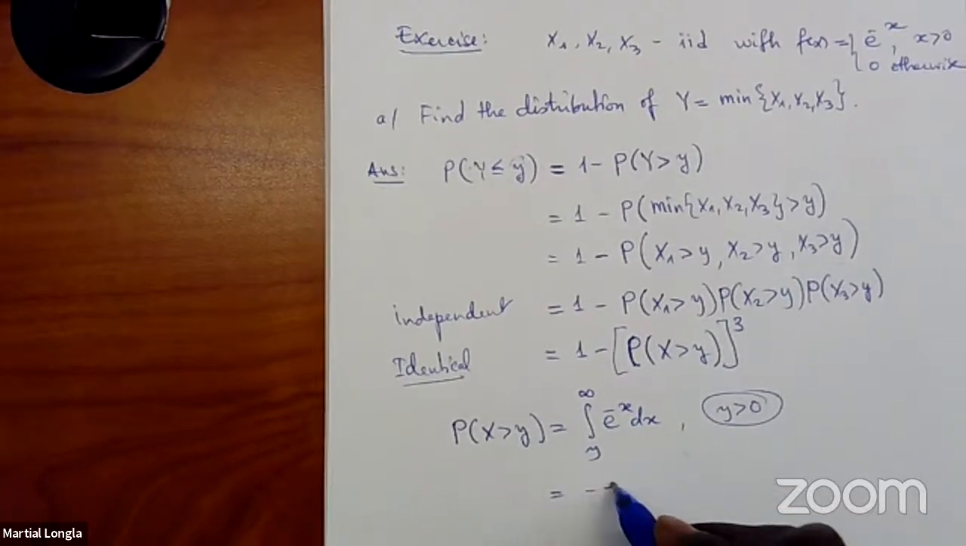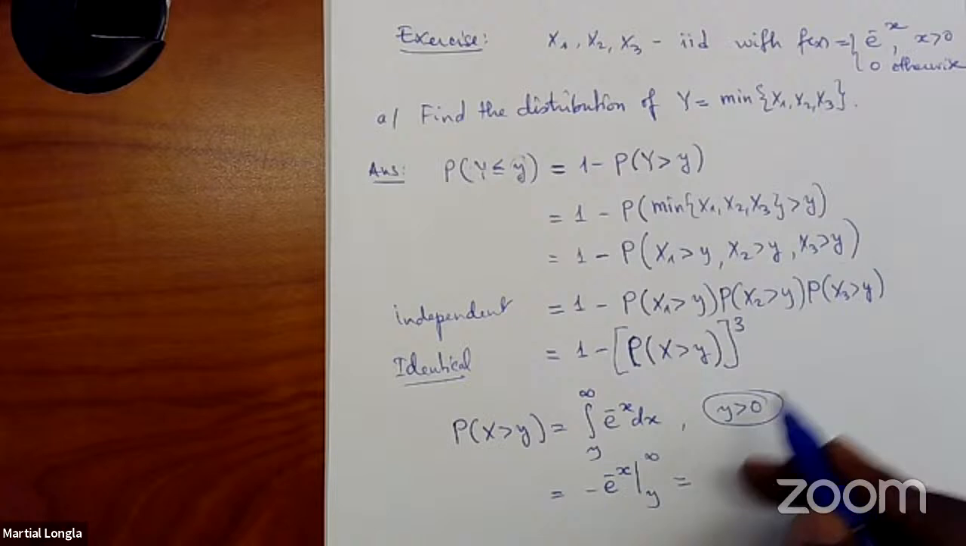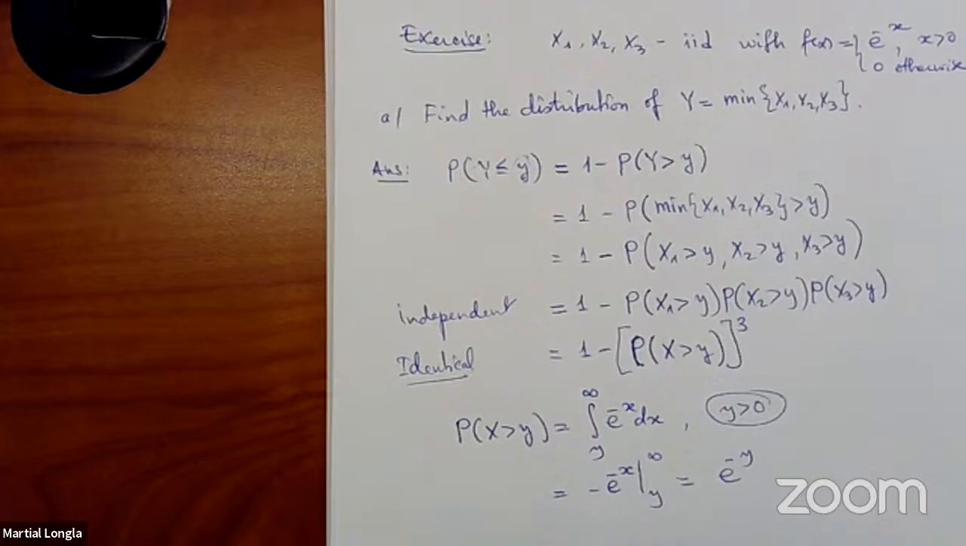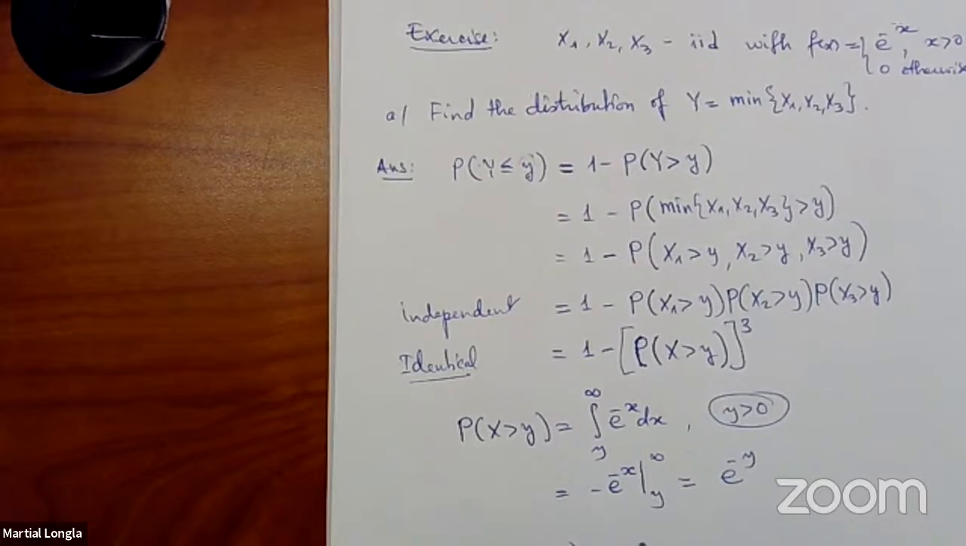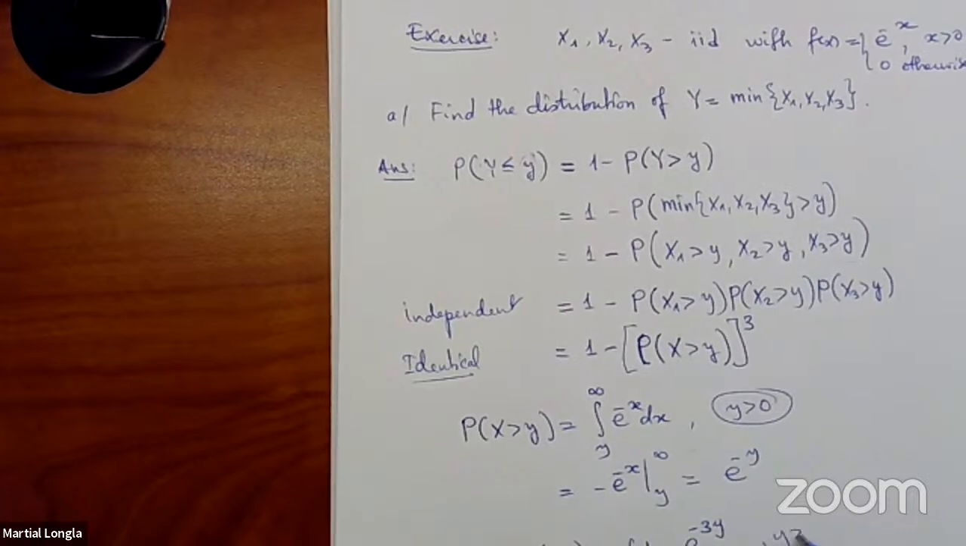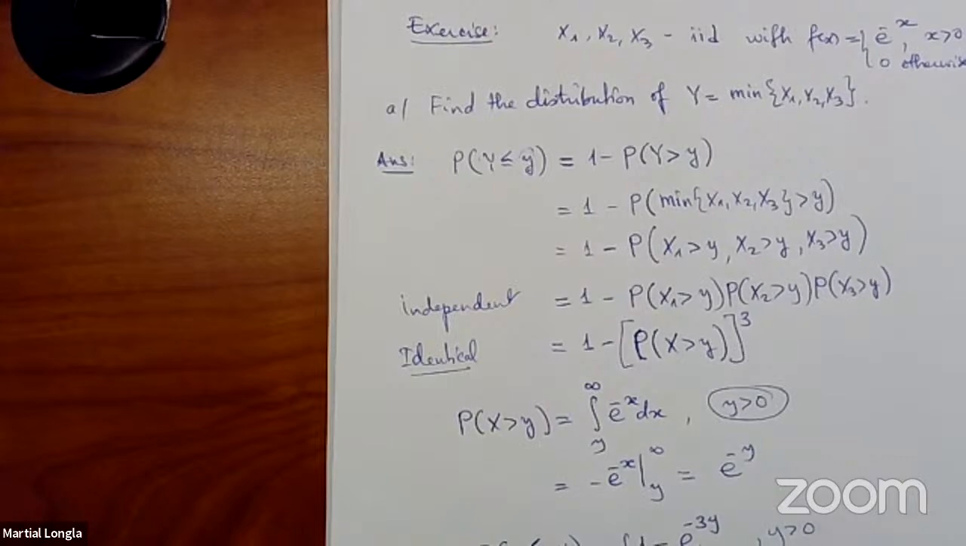That is negative e to negative x, which is nothing but e to negative y. Therefore, the probability that y is less than or equal to 1 is 1 minus e to negative 3y when y is larger than 0, and 0 otherwise.